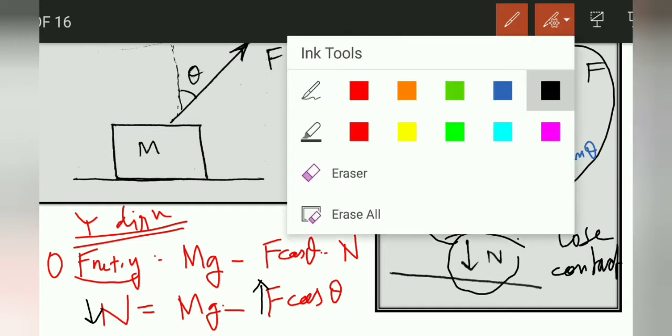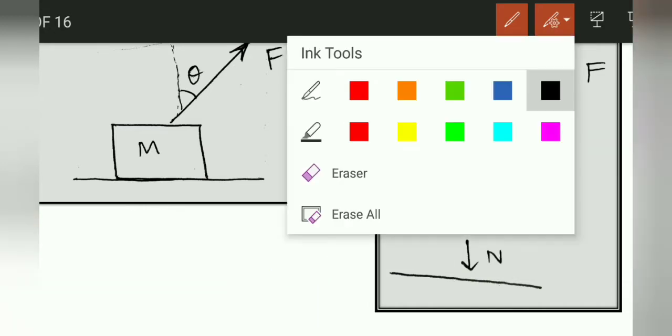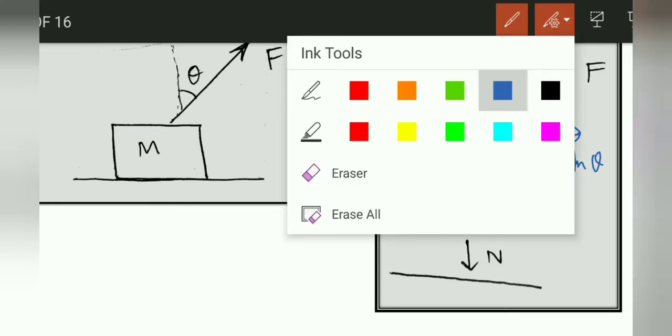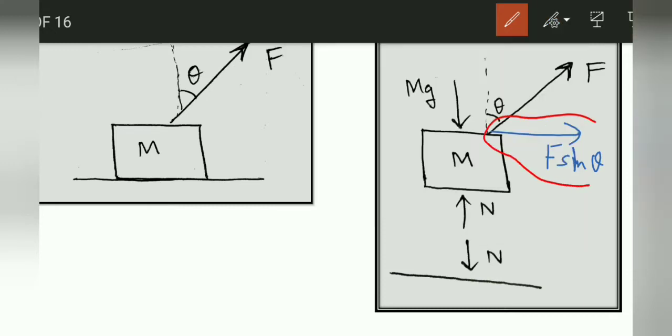Now let's see from here itself. This is F sin theta. Is there any force to oppose this F sin theta? There is no friction. So this is the only force that is acting in the x direction. So this is not in equilibrium.